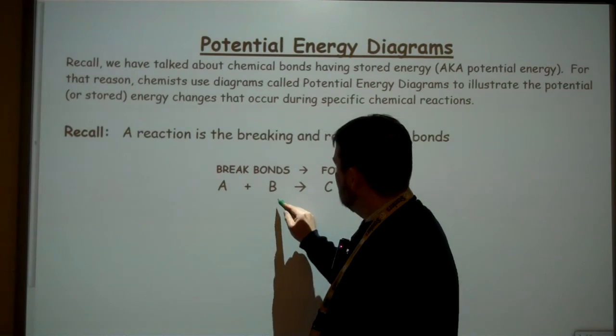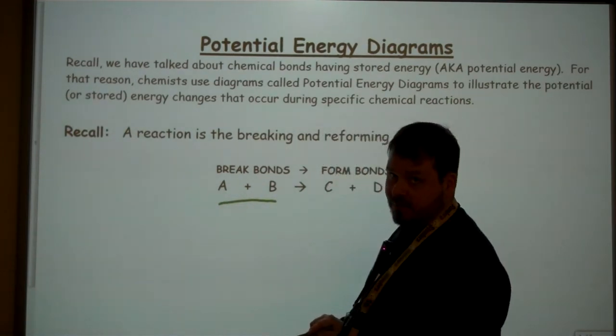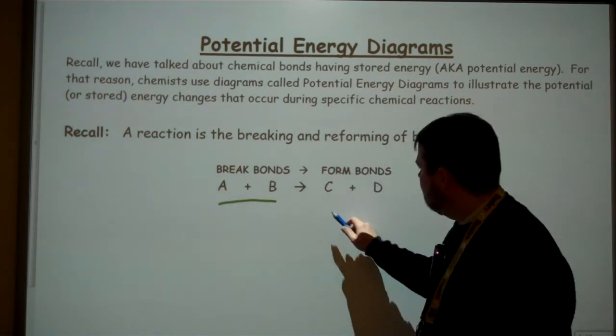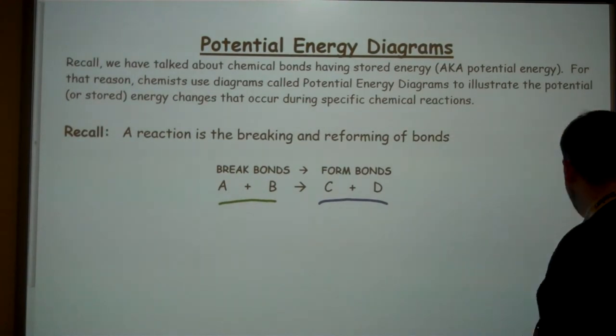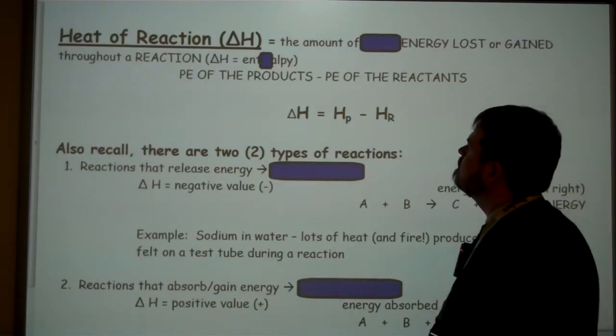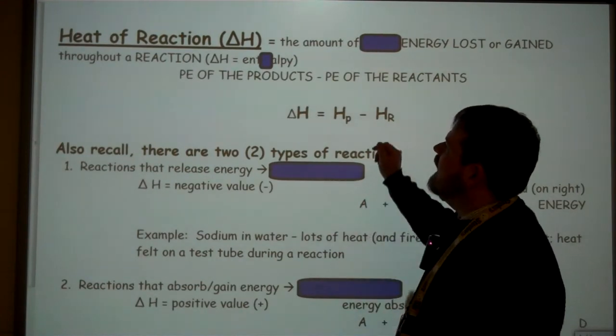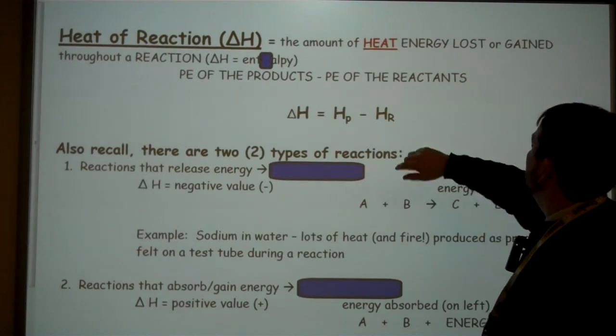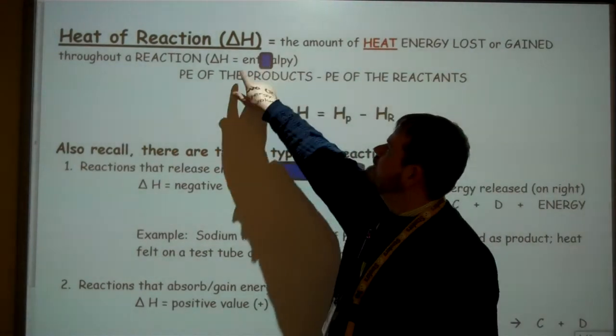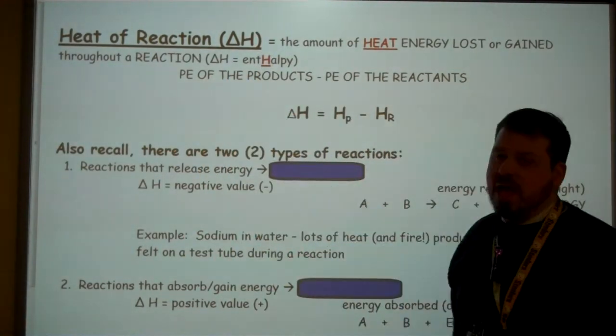So, as we start, we'll do reactants on the left like before, products on the right like before. Okay? Breaking and forming bonds. Heat of reaction, delta H, is the amount of heat energy lost or gained throughout the reaction. The delta H refers to enthalpy.